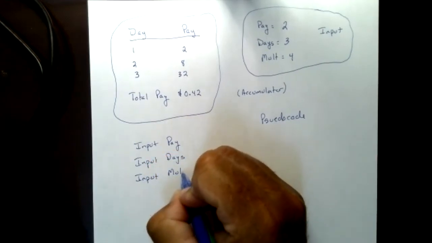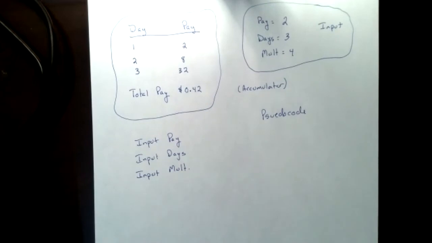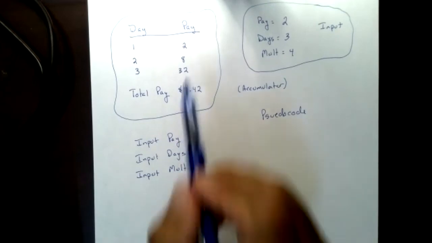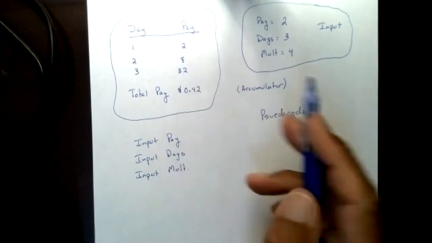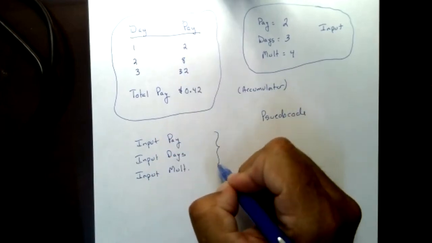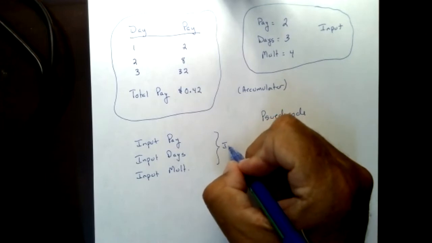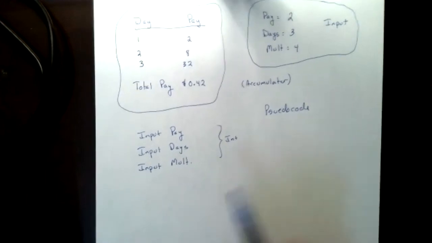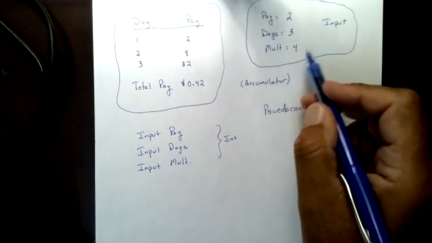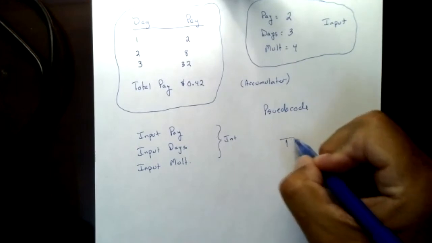A couple of the big thoughts or issues going through my head right now. These are all cents. And when I look at them, I'm just going to make a note that I want the data type of an integer. I want to be working with integers. Okay, so the first part of my program is in fact this input section.